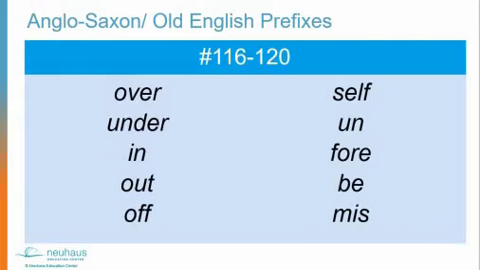Students learn about Anglo-Saxon Old English prefixes in Concepts 116 through 120. A prefix is a letter or a group of letters added to the beginning of a base word to change its meaning. A prefix that ends in a consonant is called a consonant prefix. The spelling of a consonant prefix may change. Many Anglo-Saxon Old English prefixes look like words. The meanings of the prefixes are similar to the words they look like.